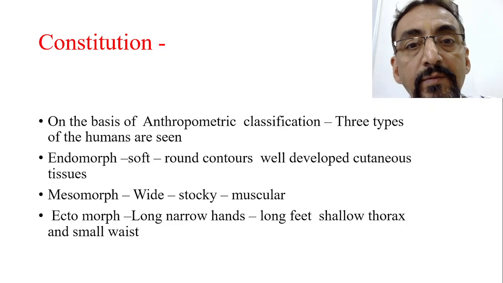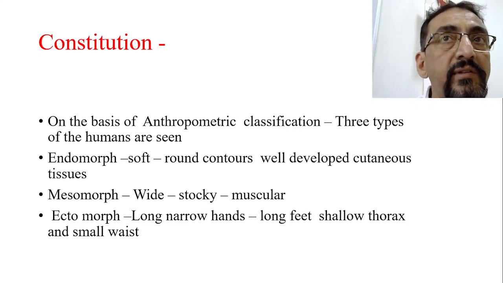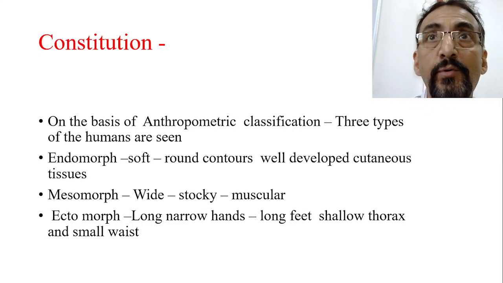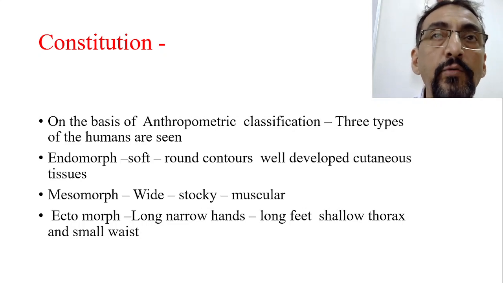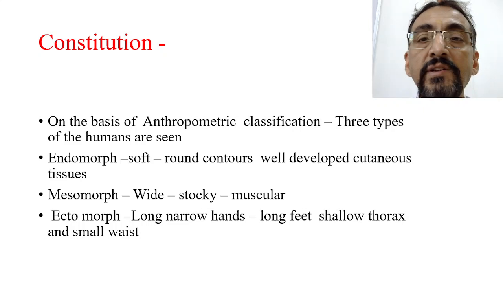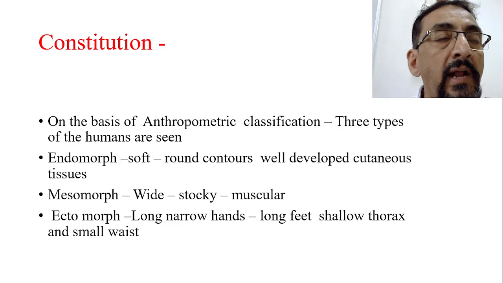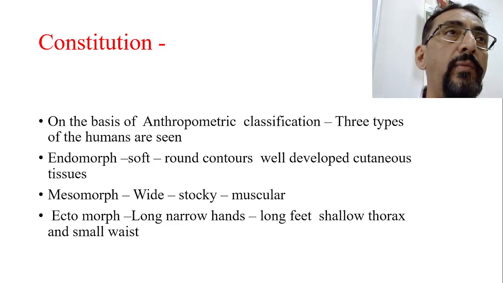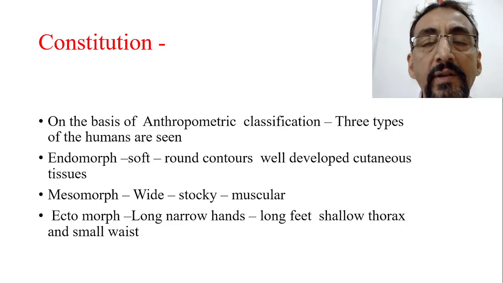Now, on the basis of anthropometric classification, there are three types of humans seen. What we are discussing is the constitution. This is the first point in the general examination. When you are going for general examination, the first point you have to see is the body constitution. In the constitution, first we have seen some of the different types. Now, one more is on the basis of anthropometric measurement or classification of the child. Three types of humans are usually seen: endomorph, mesomorph, and ectomorph. These are almost in line with the germ layers in fetal life.